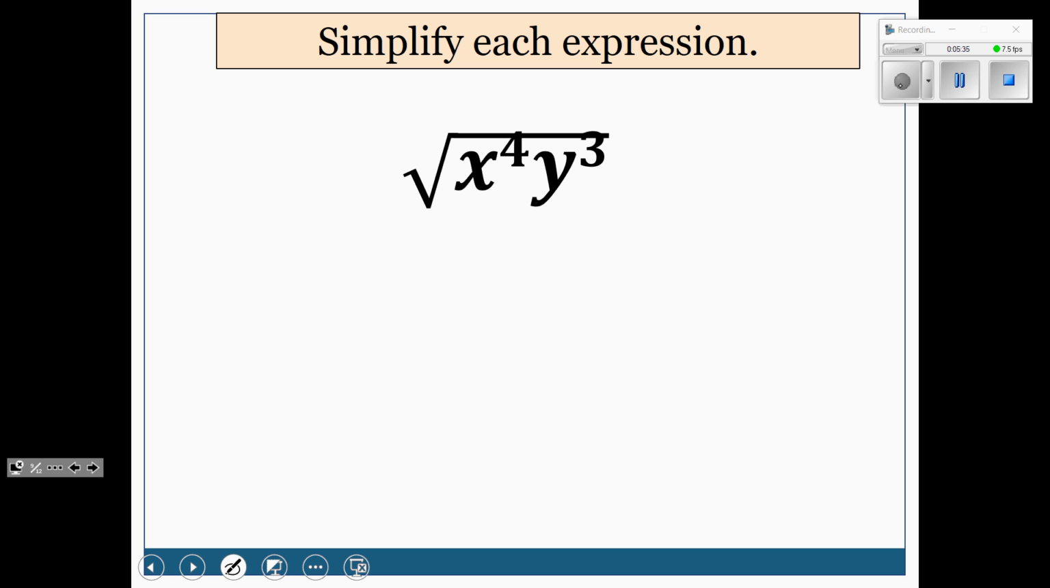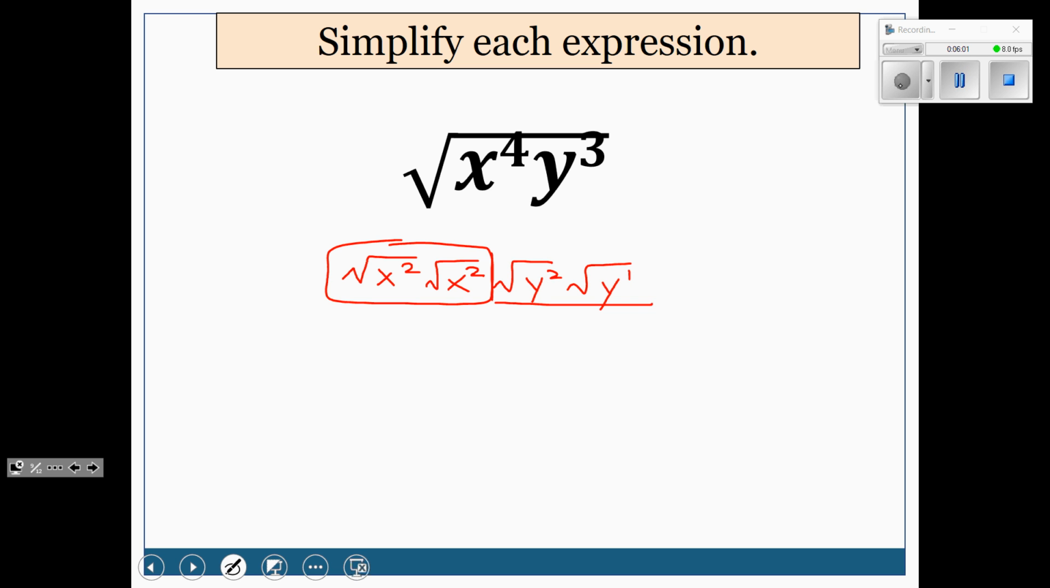When you have variables with exponents, if they are even, to take the square root of it, you just have to half it. So what we have here is x to the 4th power. I'm going to break it down to x to the 2nd power, x to the 2nd power, y to the 2nd power, and y to the 1st power. Now right here, I still have x to the 4th power. I just divided it into 2 pairs. Here I still have y to the 3rd power.